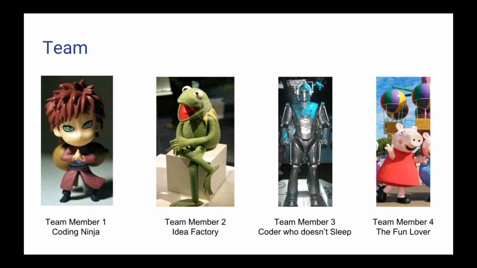The next slide is for you to mention your team members. So each team can have at max 4 members in their team. We've put in some sample cartoon figures here. So we expect you to basically replace these cartoon figures with your own photos if you like, or leave them the way they are. What's important is basically you mention the team member name and what the team member did. So one could be maybe a coding ninja, the other person could be an idea factory, someone else could be a coder who doesn't sleep, or another person may just be a fun lover. So you can give designations to all your team members here and mention those designations inside this slide.